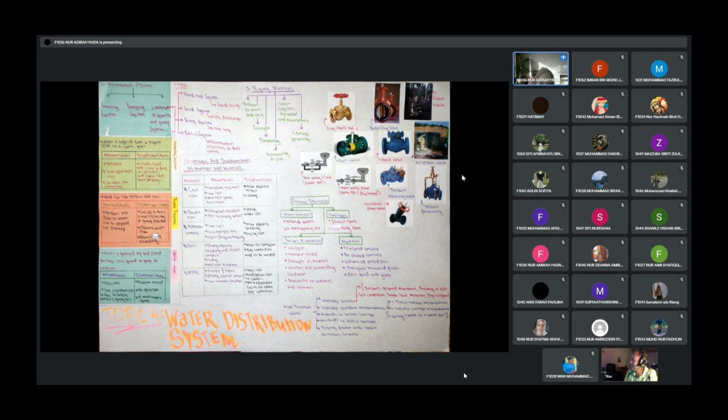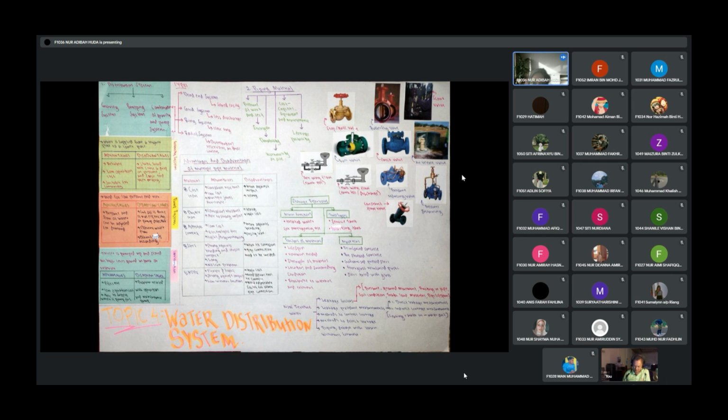So dia ada kelebihan dan kekurangan untuk setiap part masing-masing. So type dia adalah dead end system, grid system, ring system and radial system. So seterusnya ialah piping material. Piping material iaitu pressure of work and test, strength, durability, workability at site, cost, capacity, operation and maintenance and leak possibility.